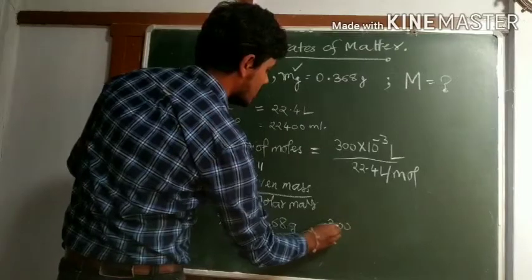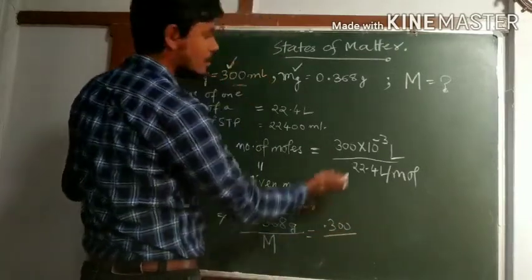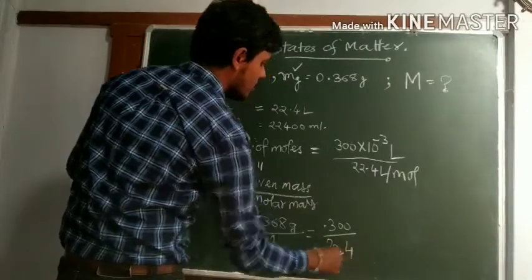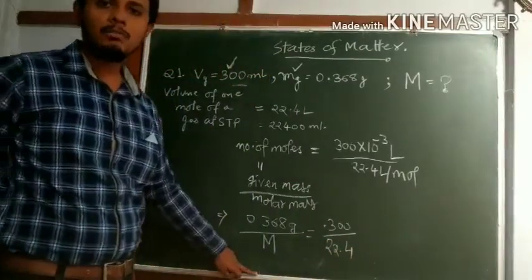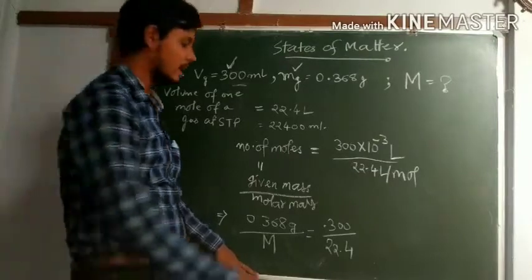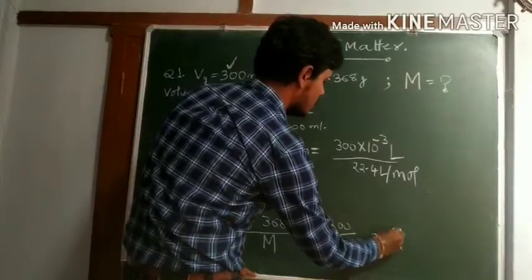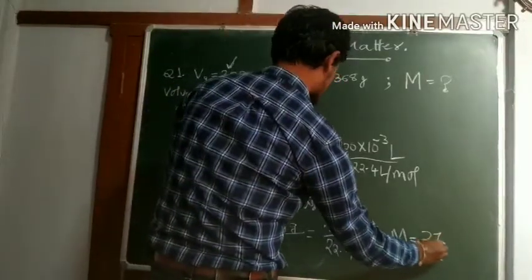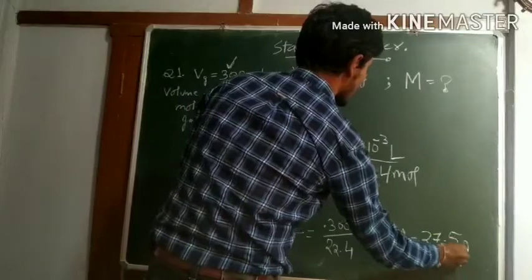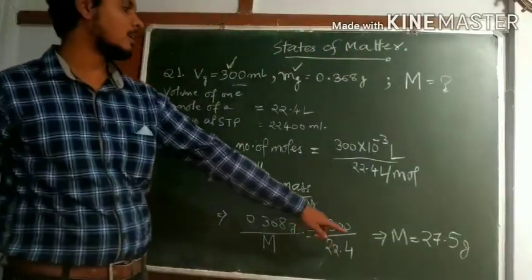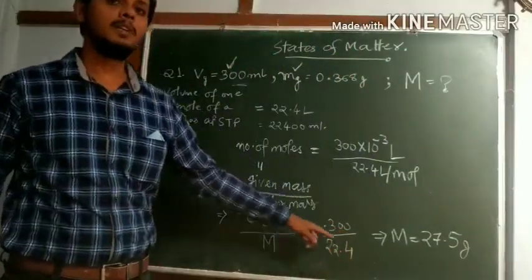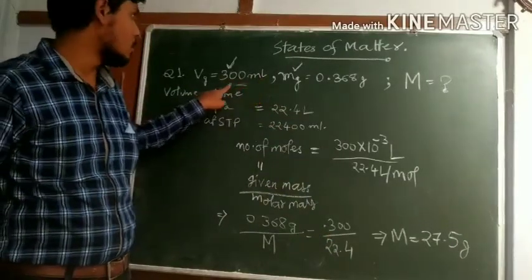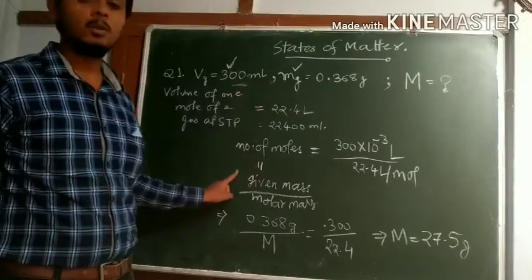And the number of moles is 300 into 10 to the power minus 3, that is 0.3 by 22.4. So if we solve for M now, we will get M equals 27.5 gram. So this is the molecular weight of the gas at STP. So we have calculated the molecular weight of the gas from the volume of the gas using the mole concept.